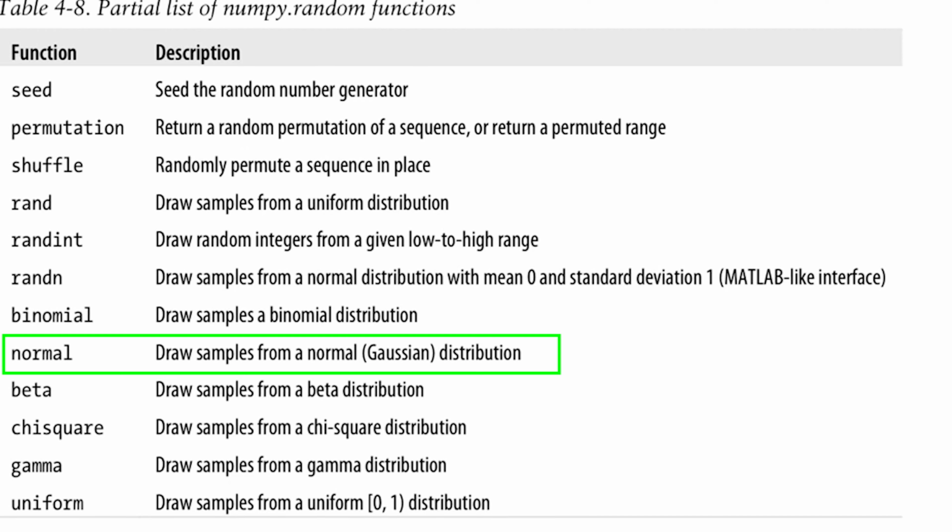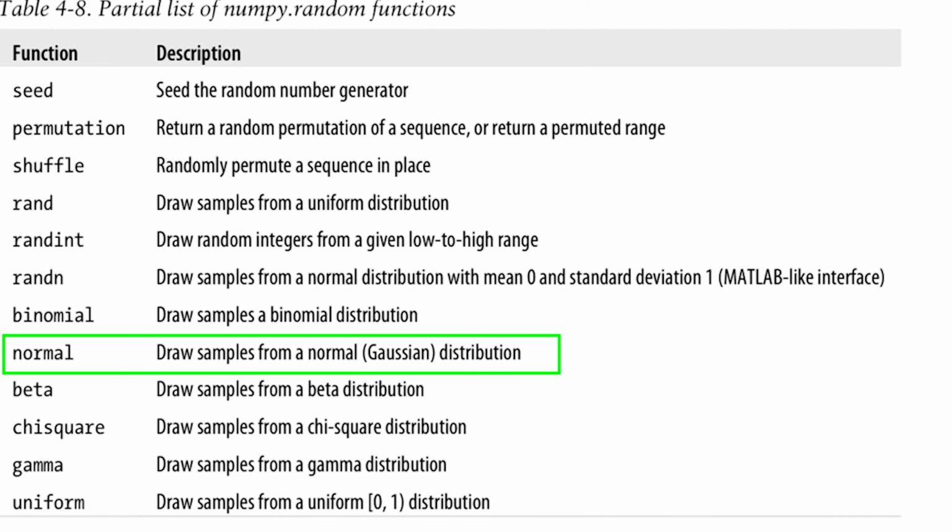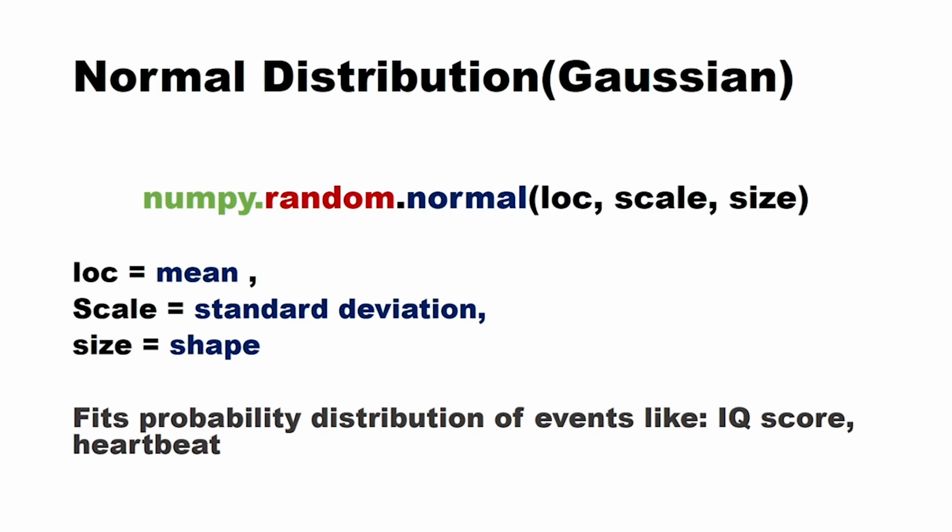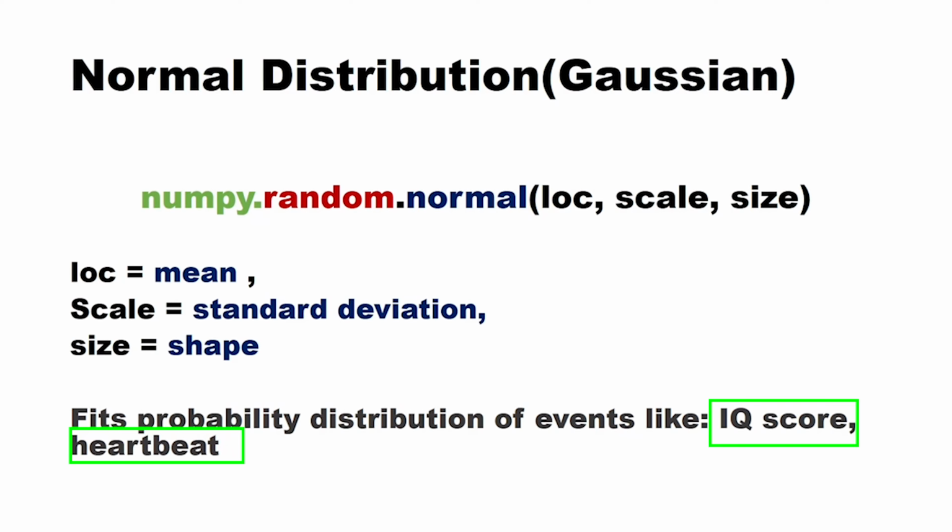I can't leave without showing you a normal distribution, where you can create data, and that data you transform into a dataset. That dataset you can use to train and test your model. Most popular is the normal distribution.